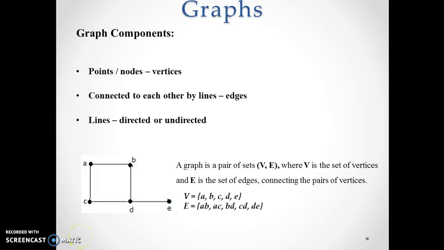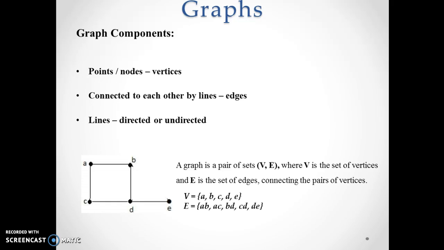Today we are going to see graph theory. The graph components are points, or nodes, or vertices, and those vertices or nodes are connected to each other by lines. These are called edges, and these lines may be directed or undirected.